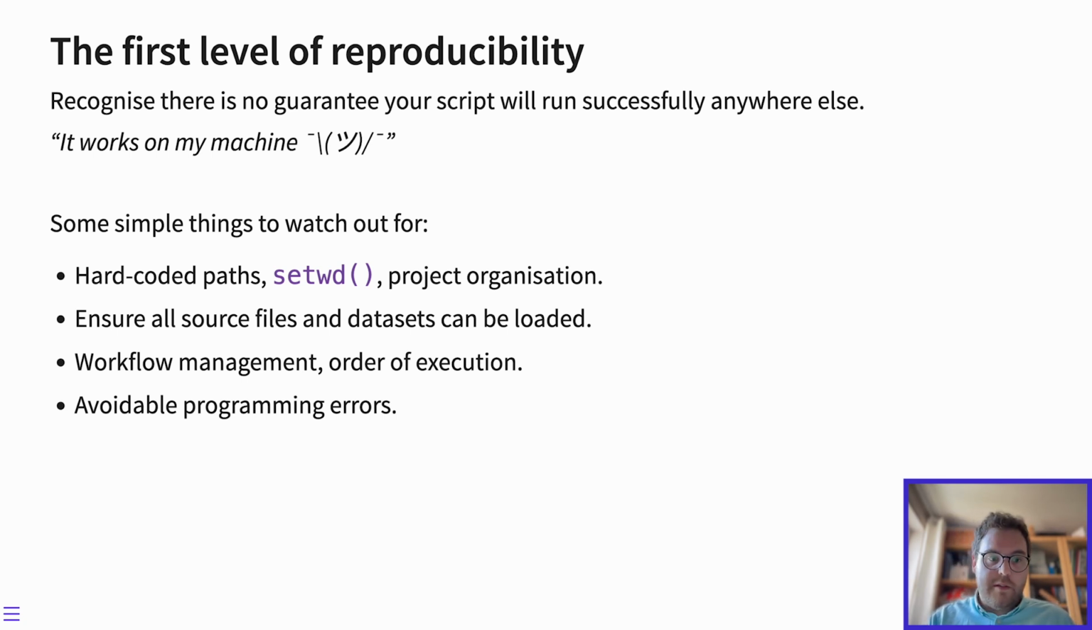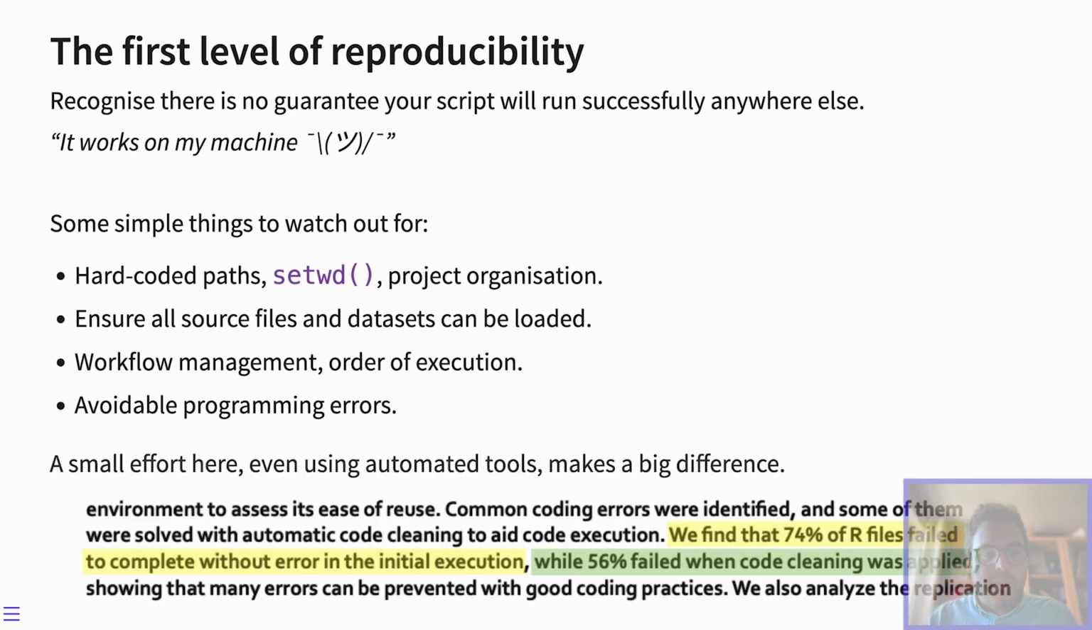It's basically just paying attention to where your working directory is, where your files are stored, and what data sets are required to run your script and where they live on disk. Bearing in mind, if you have multiple scripts, what order you should run those scripts in. And just avoiding programming errors, making sure that if you run your script from top to bottom, it runs without any errors. Like I say, anyone can do these things. They're not technically difficult. It's just paying attention to what you're doing.